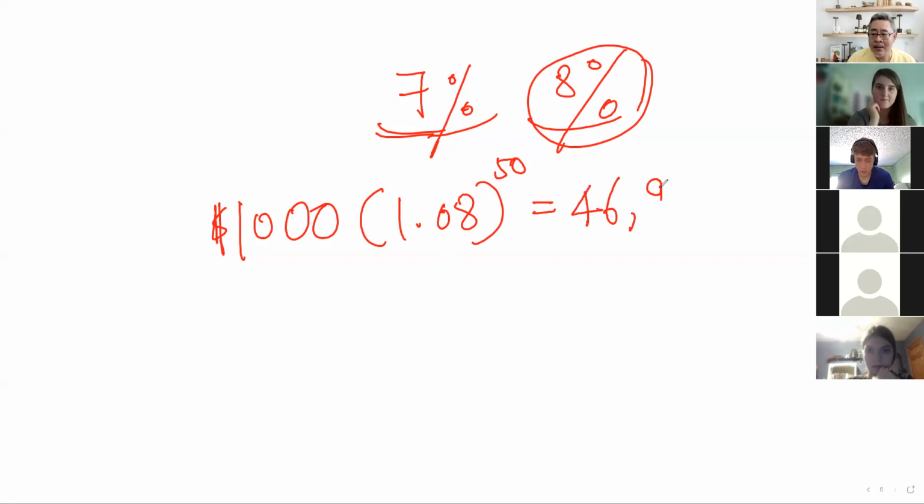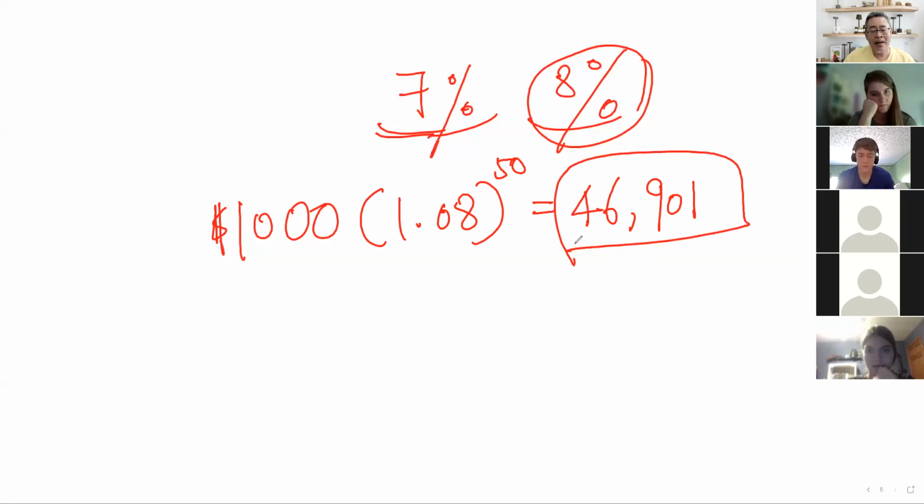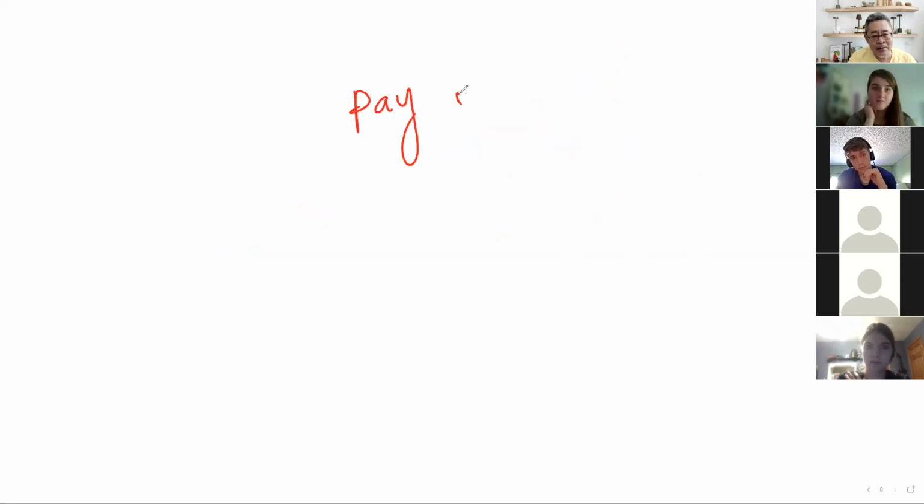Whoa. That's the compounding, when you get interest on interest. Wow. Yeah. So that's why you invest early. That's important. And have you actually heard of the phrase "pay yourself first"?